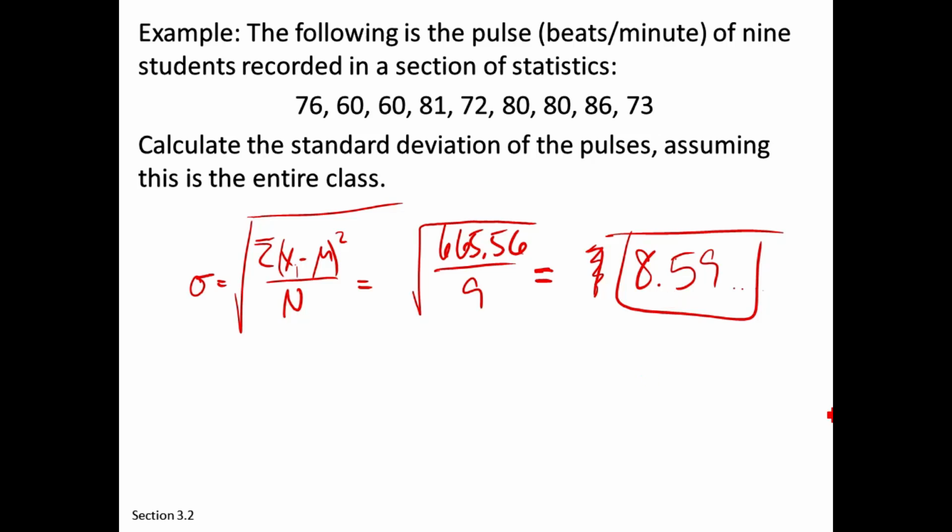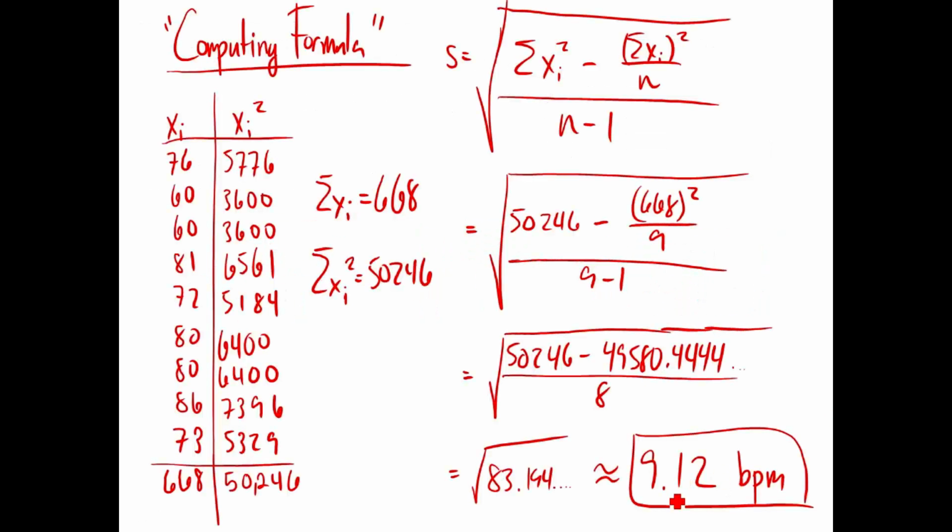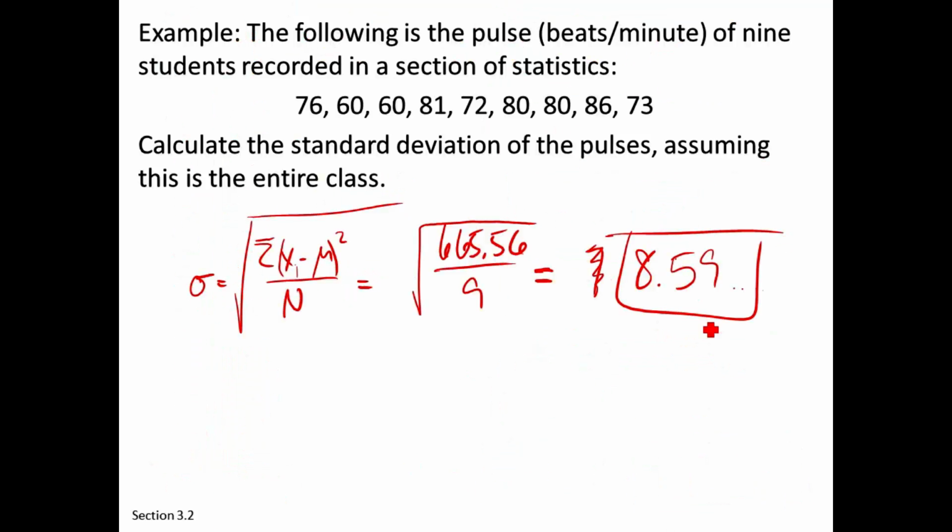If you notice, the sample standard deviation was 9.12. If you assume you have your whole population, it actually lowers your variability a little bit. It'll make the standard deviation smaller, which it should, because now I'm not estimating the standard deviation anymore because I've actually observed my entire population. So this is the exact variability or standard deviation of this data set if you treat it like a population.